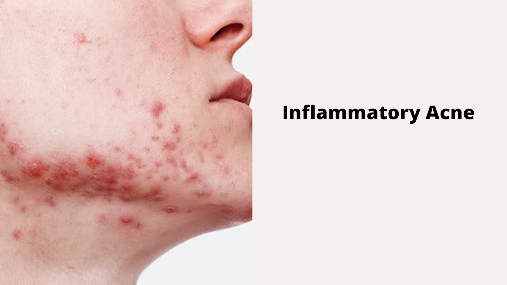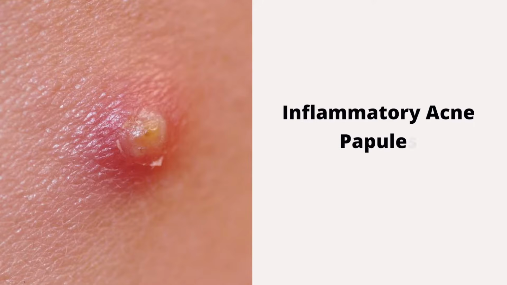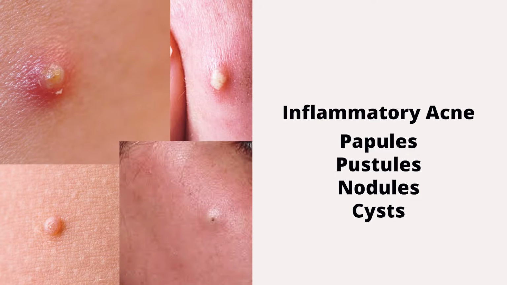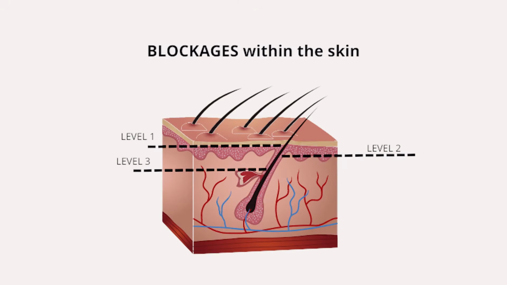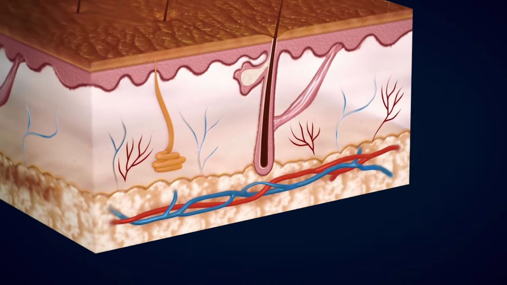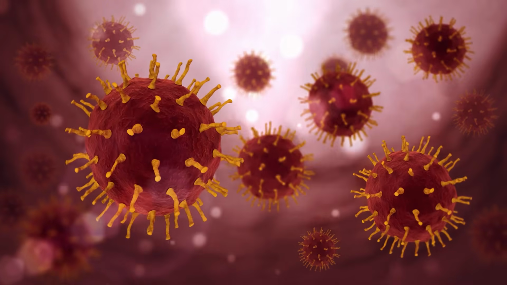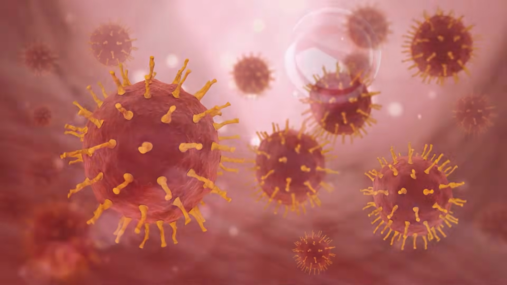Then we have inflammatory acne. This includes papules, pustules, nodules, and cysts. These 4 types of acne are broken down into 2 levels. Papules and pustules sit in level 2, and this is when we get a blockage further down the hair follicle within the epidermis. What happens here is oxygen stops getting to the area. When we have no oxygen, our P. acne bacteria thrives. It is the main reason for creating infection within the skin.